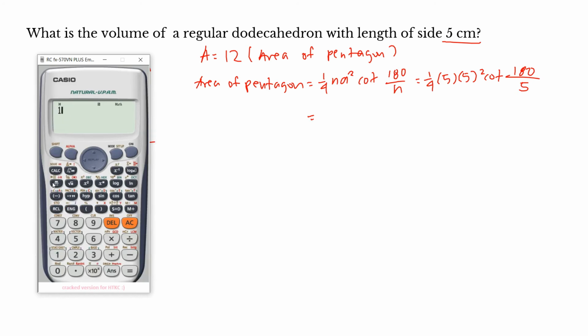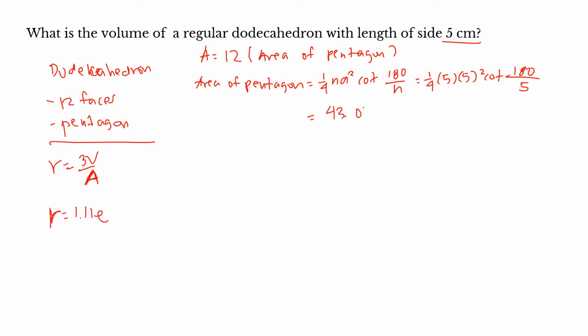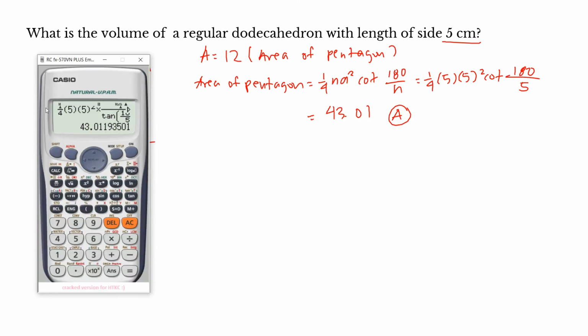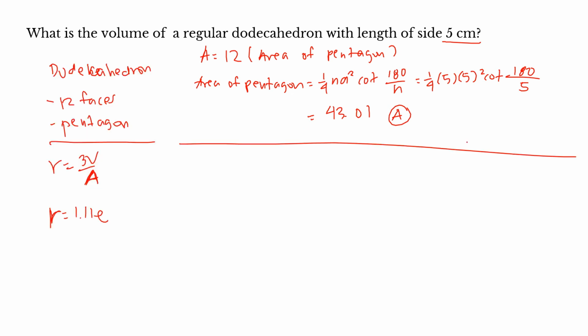You have 1/4 times 5 times 5 squared times 1 over tangent... syntax error. That is 43.01. 43.01 pa, shift store A na lang ko, class. Shift store A. Sige. Okay na ta, area of the pentagon.